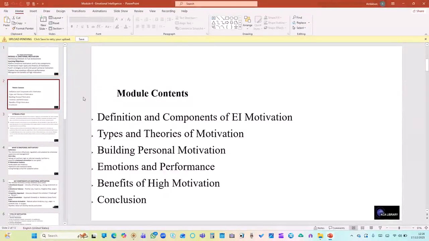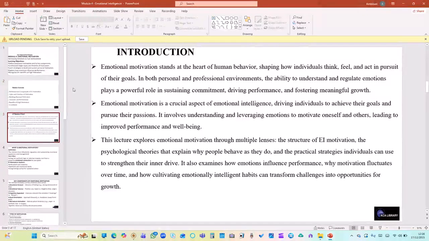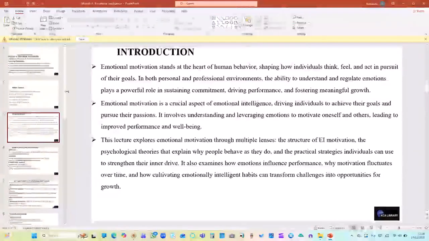The module content includes the definition and components of emotional intelligent motivation, types and theories of motivation, building personal motivation, emotions and performance, the benefit of high motivation, before we draw our conclusion. Let us begin with the introduction.